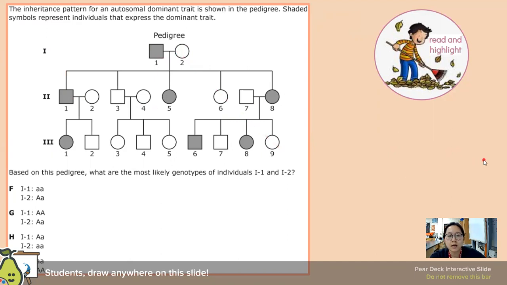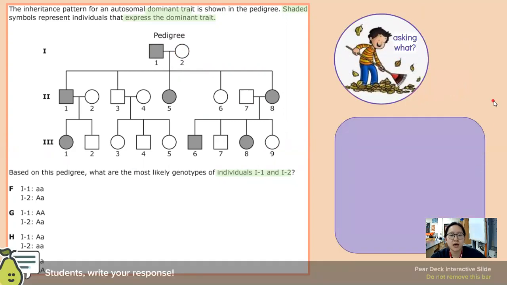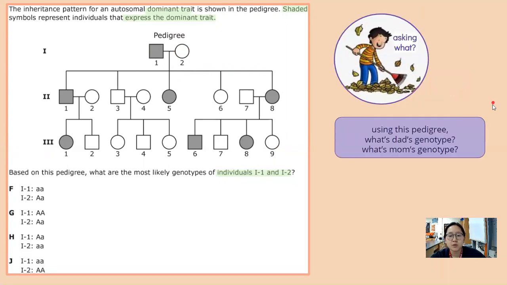Well, let's highlight the important parts that we got out of here. So we know that it's a dominant trait and that the shaded ones are going to be the dominant ones. So the specific things we're looking for are what is going to be I1 and I2's genotypes. Well, we're going to make a prediction now. We do realize that I1 is shaded in. So the man here has the dominant trait, but the woman here does not. So what is the question actually asking? Using this pedigree, what is dad's genotype and what is mom's genotype?